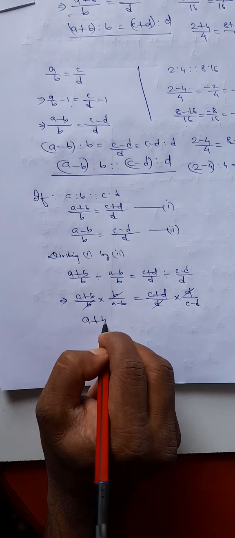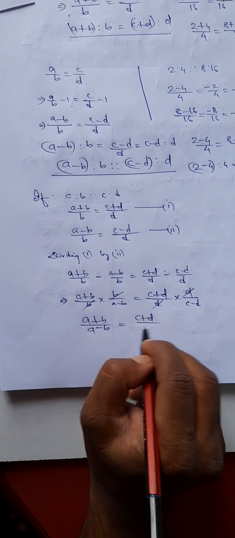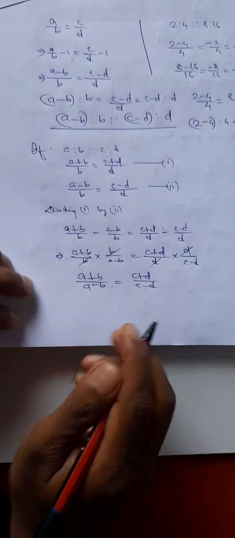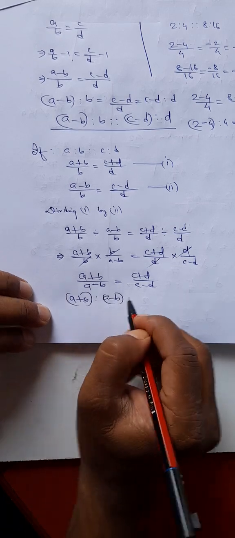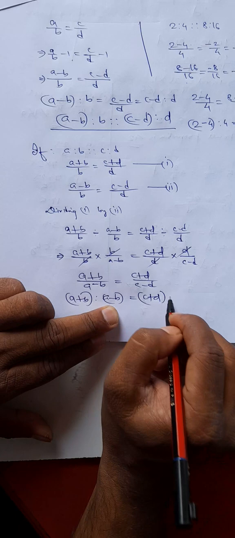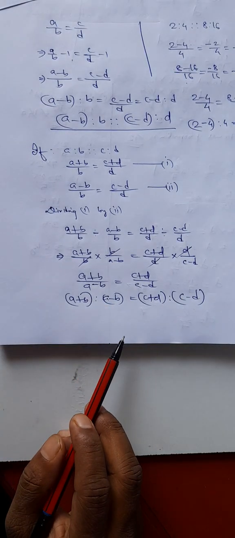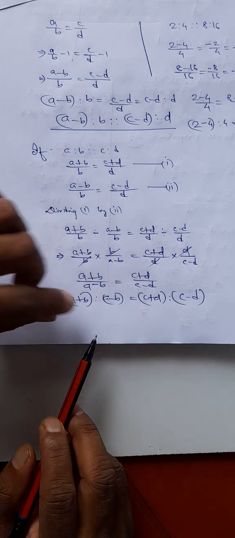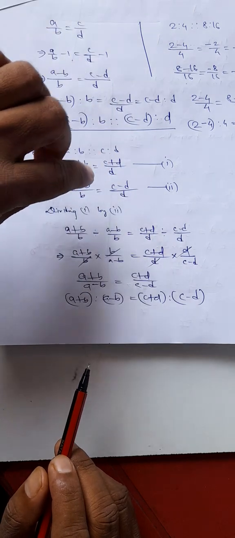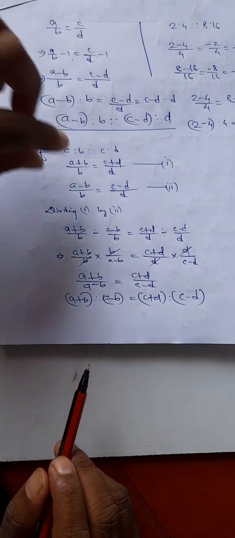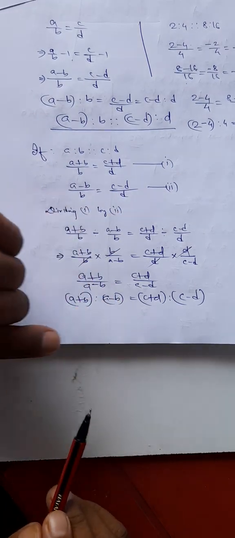We got (A plus B) by (A minus B) equal to (C plus D) by (C minus D), or A plus B is to A minus B equal to C plus D is to C minus D. This property is called componendo and dividendo, since you got this relationship by using componendo and dividendo, right? So this property together with componendo and dividendo, we got this property. So it is called componendo and dividendo.